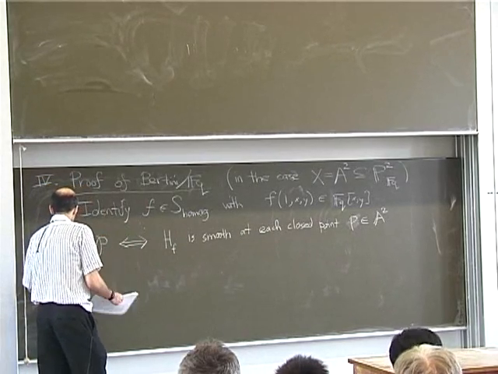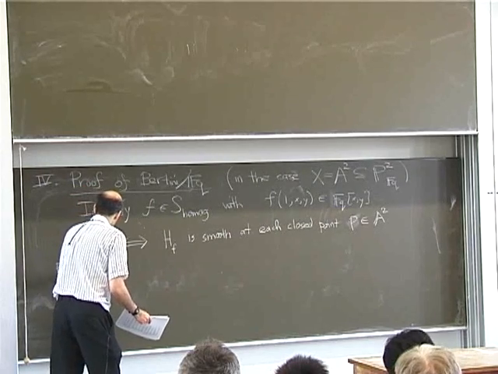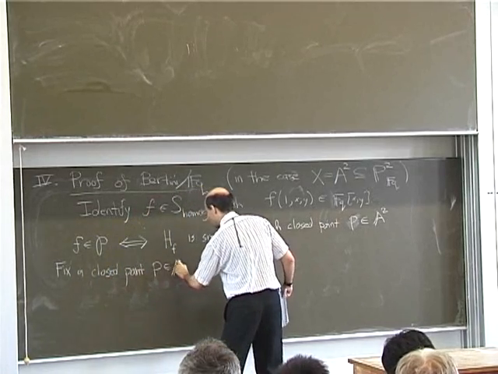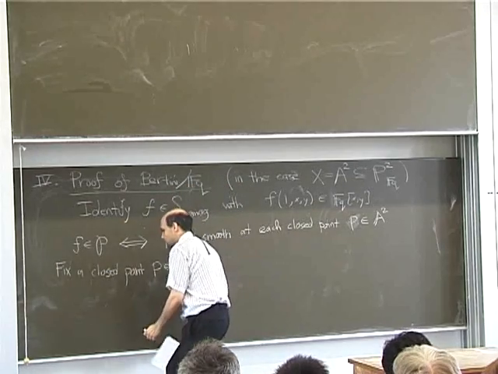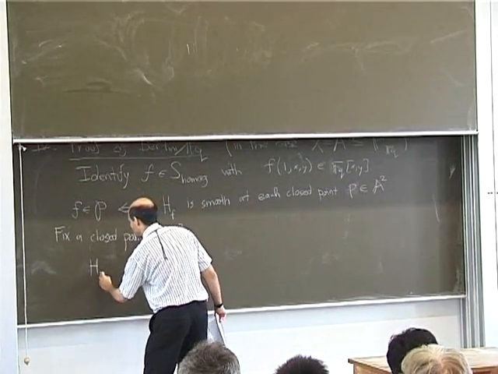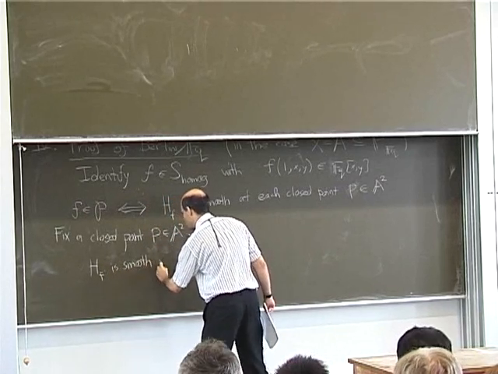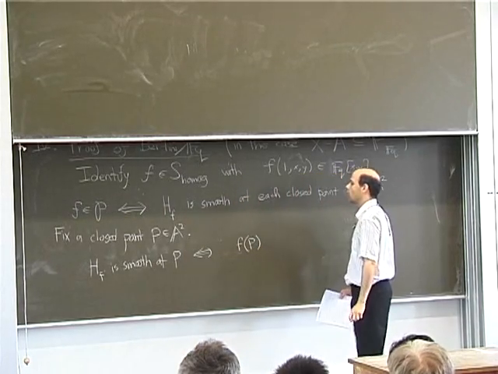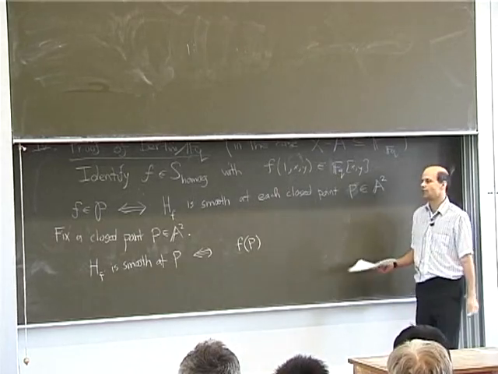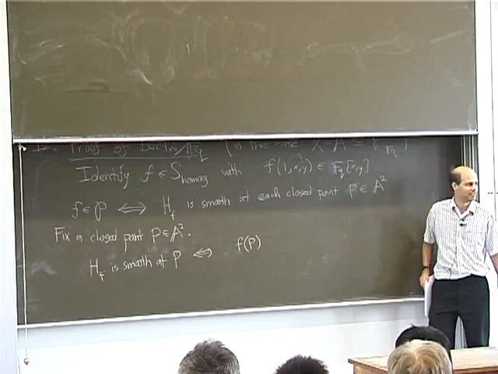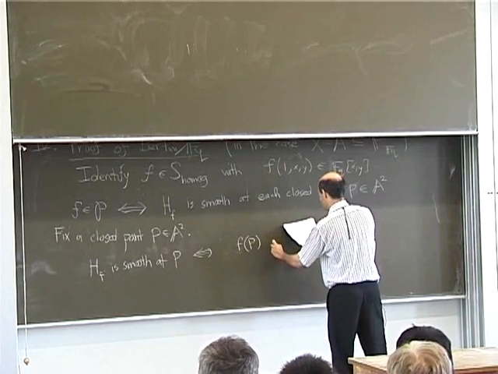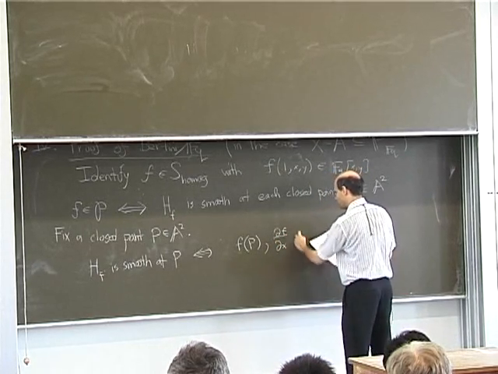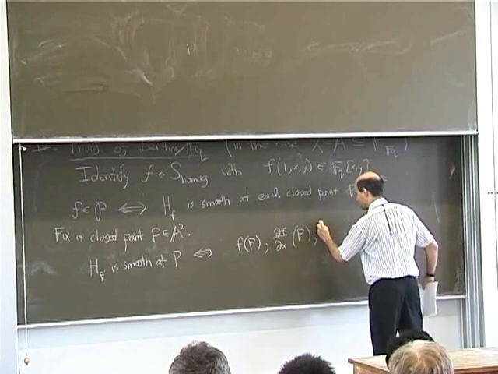Well, you all know that if I fix this point P in A2, then to say that F is smooth at P, as you all know, that's just a condition in terms of partial derivatives. So first of all, if the curve doesn't go through P, I'll consider it to be smooth at P. Okay, so to say that it's smooth means that the value and the partial derivatives are not all zero.